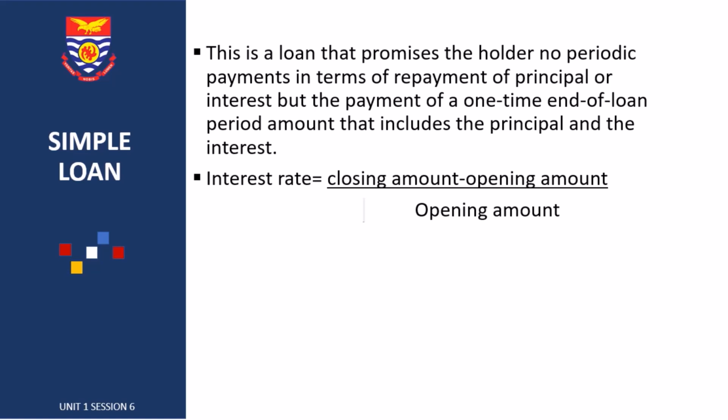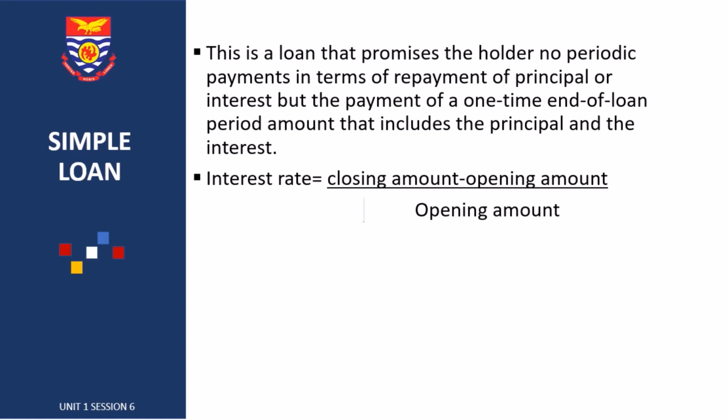So with a simple loan, there's only a one-time payment of the principal amount as well as an agreed interest based on the promise from both parties. In calculating the simple interest, the interest rate is determined by the difference between the closing amount and the opening amount divided by the opening amount. That is how to calculate the simple interest rate.